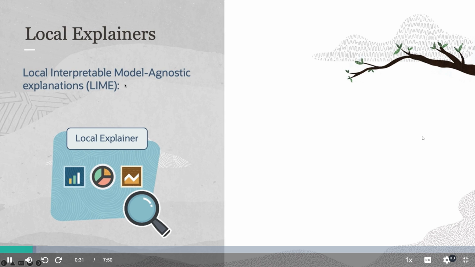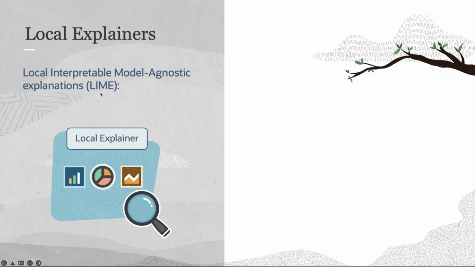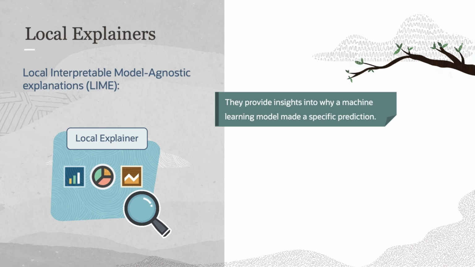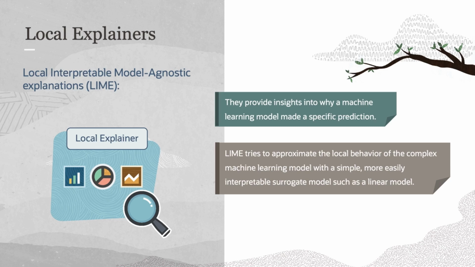ADS has an enhanced version of Local Interpretable Model-agnostic Explanations, which we call LIME. The key idea behind LIME is that while the global behavior of a machine learning model might be complex, the local behavior might be much simpler. Local refers to the behavior of the model on similar samples. So how does it work? LIME tries to approximate the local behavior of the complex machine learning model with a simple, more easily interpretable surrogate model, such as a linear model.